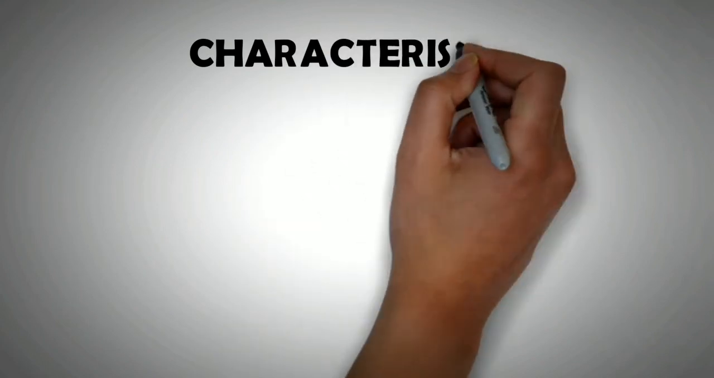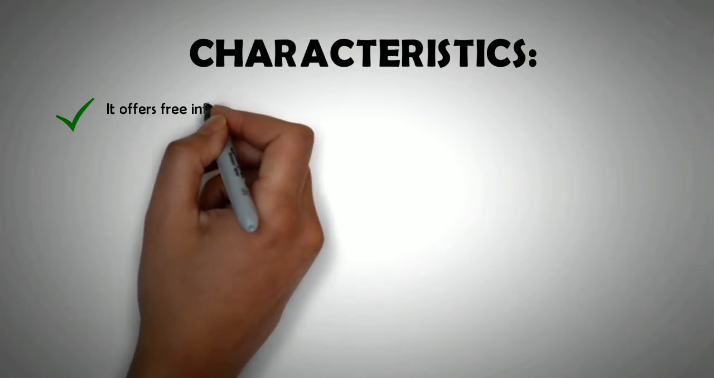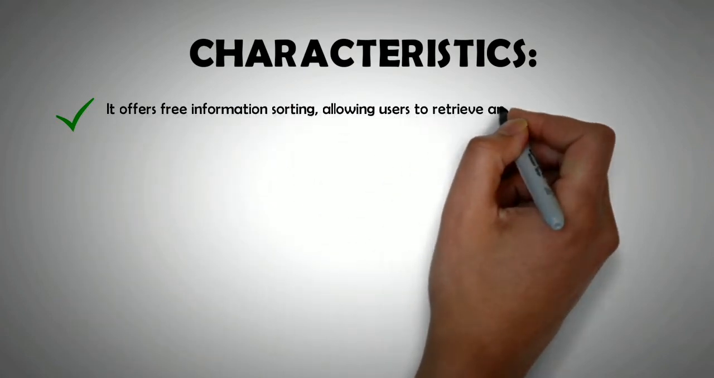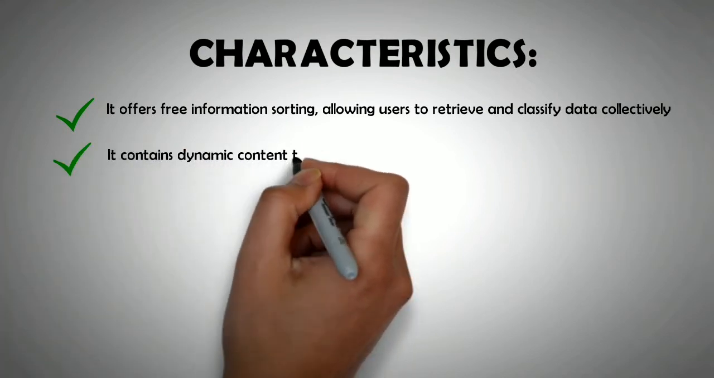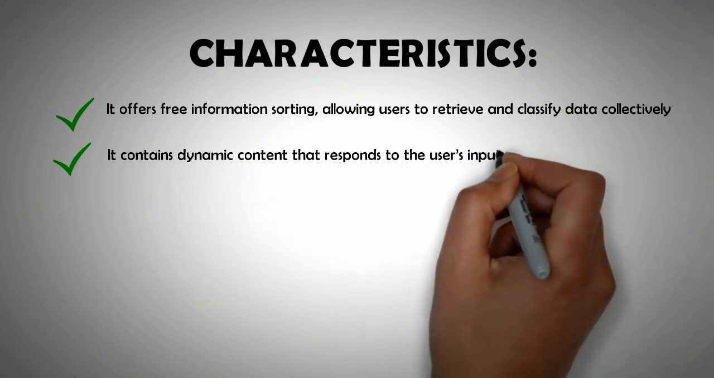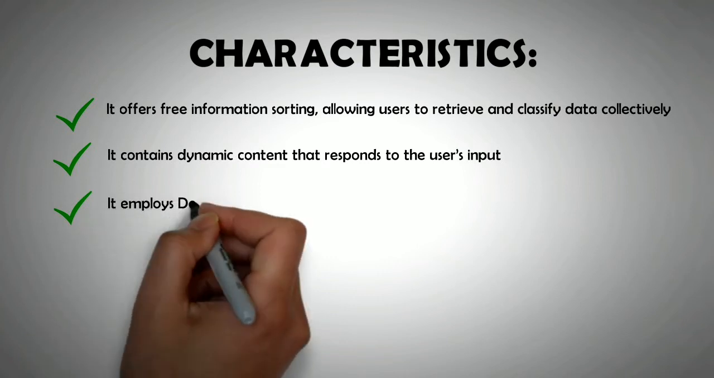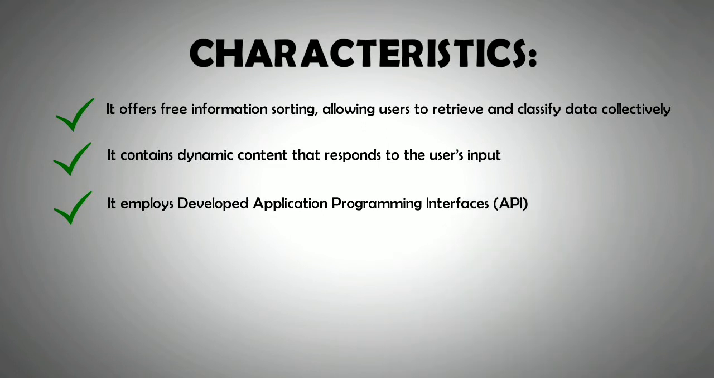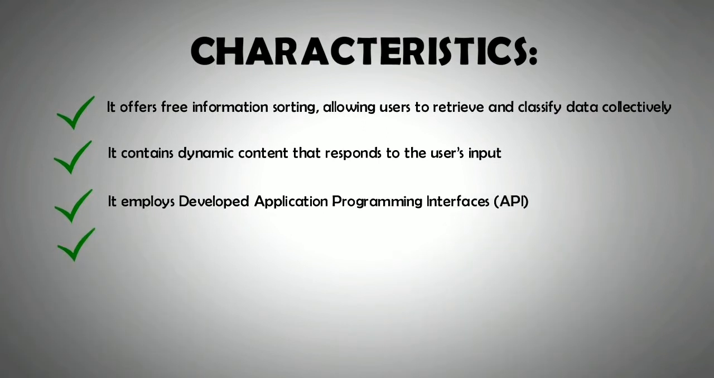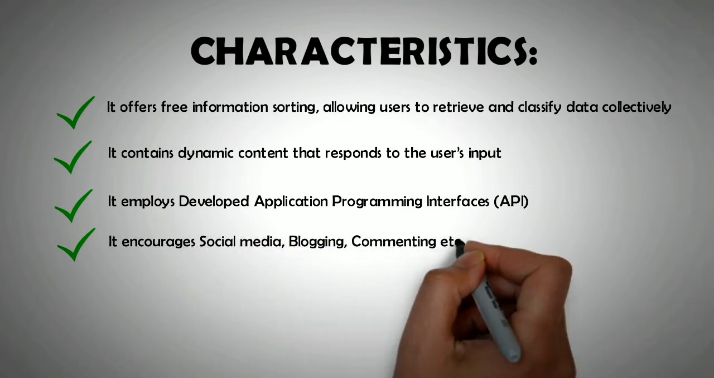So now we're going to discuss the characteristics of Web 2.0. It has come up with the concept of rich web application, web-oriented architecture, and social web. It is basically the improved version of Web 1.0. Another major change that Web 2.0 brings in is a change from static data to dynamic data. Moreover, it employs developed application programming interfaces for better execution and response. It encourages social media, blogging, commenting, etc.